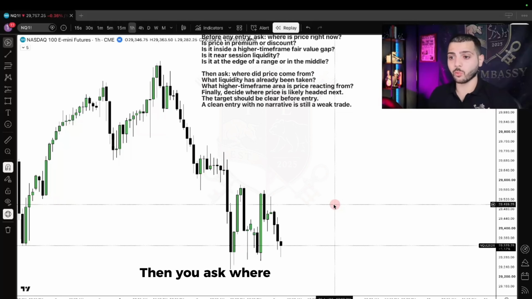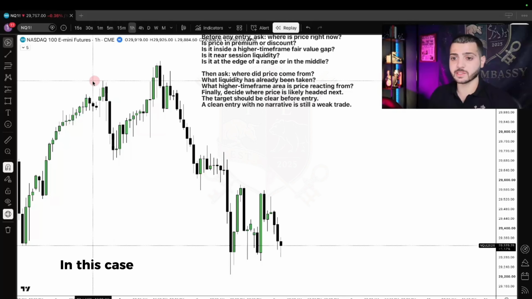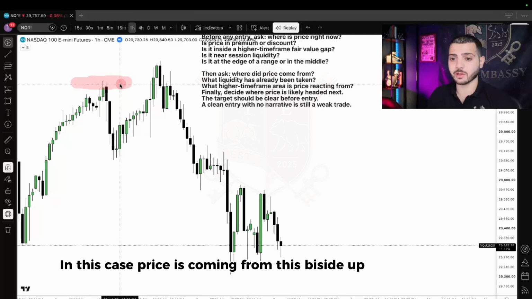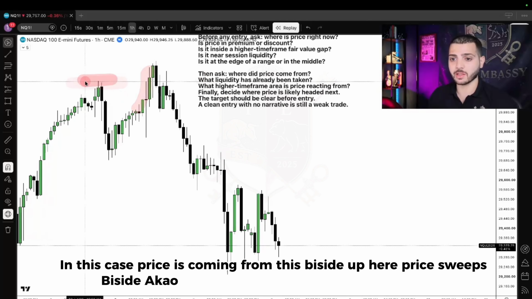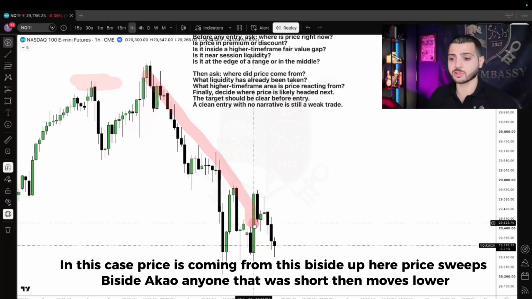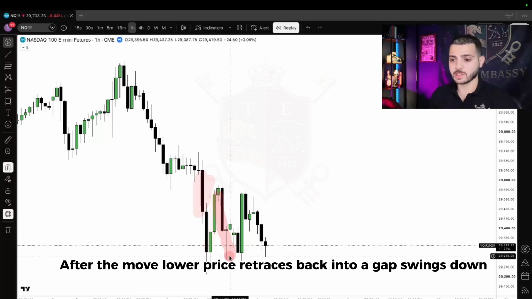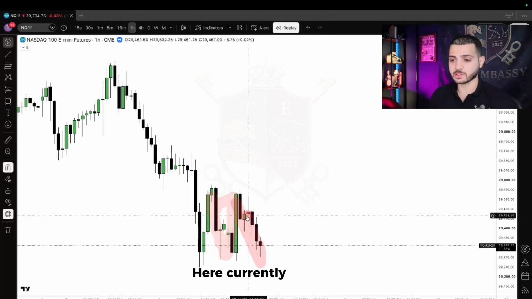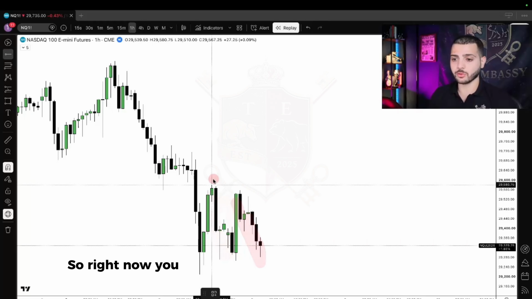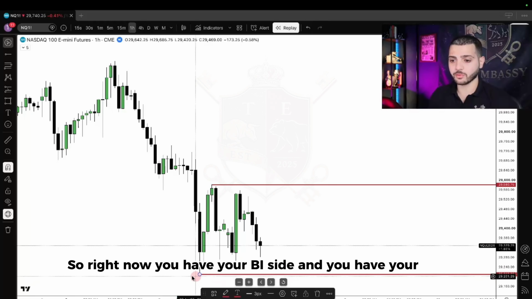Then you ask, where did price come from? In this case, price is coming from this buy side up here. Price sweeps buy side, takes out anyone that was short, then moves lower. After the move lower, price retraces back into a gap, swings down, stays within this gap here, currently in a range. So right now you have your buy side and you have your sell side down here.